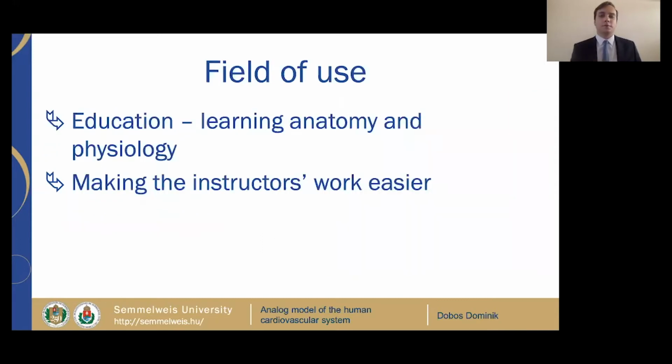It is very important for us to have students learning anatomy and physiology on an intermediate or advanced level understand and learn about this complex system in the easiest way. Furthermore, our goal was also to make the instructors' work easier with this model and the accompanying auxiliary material.